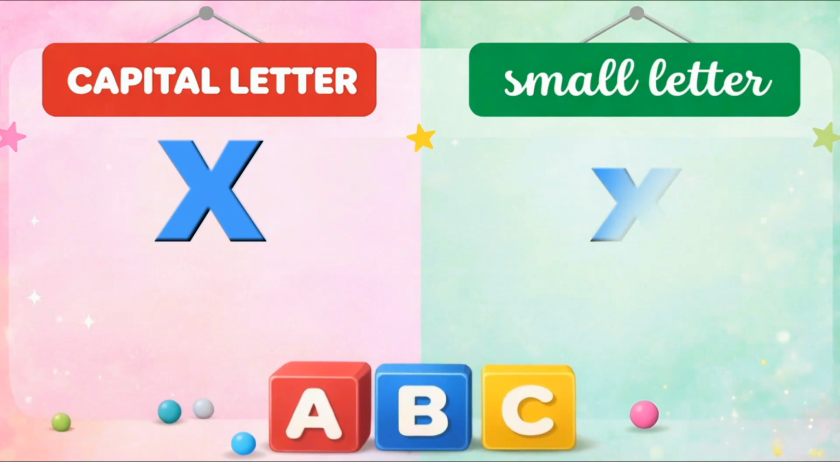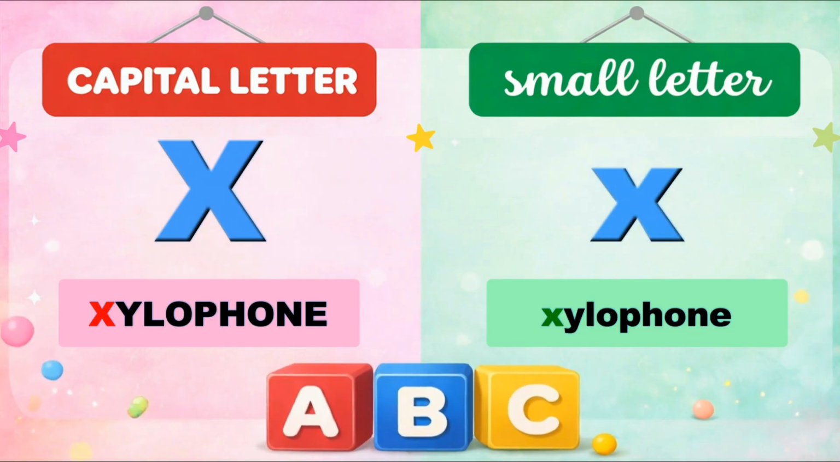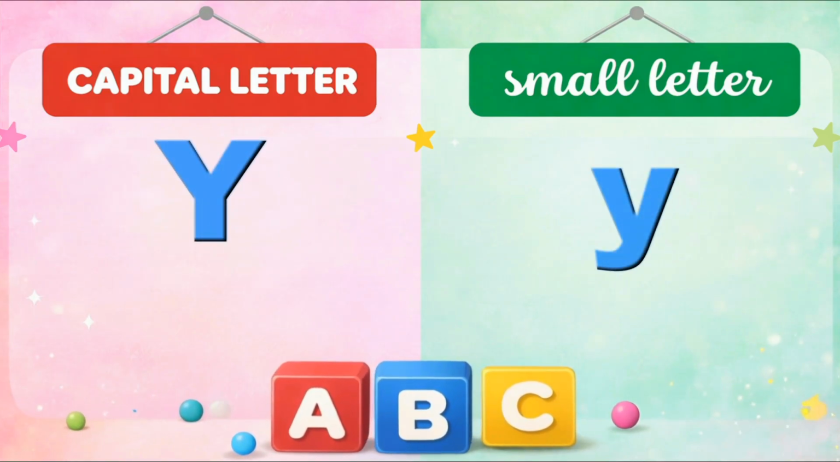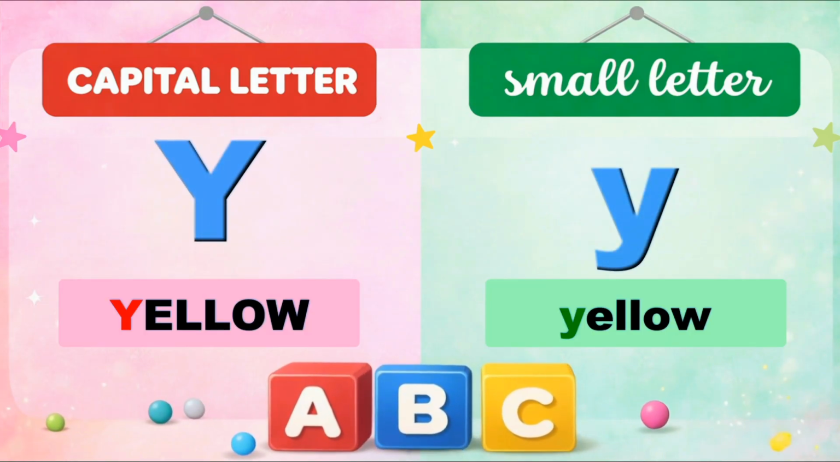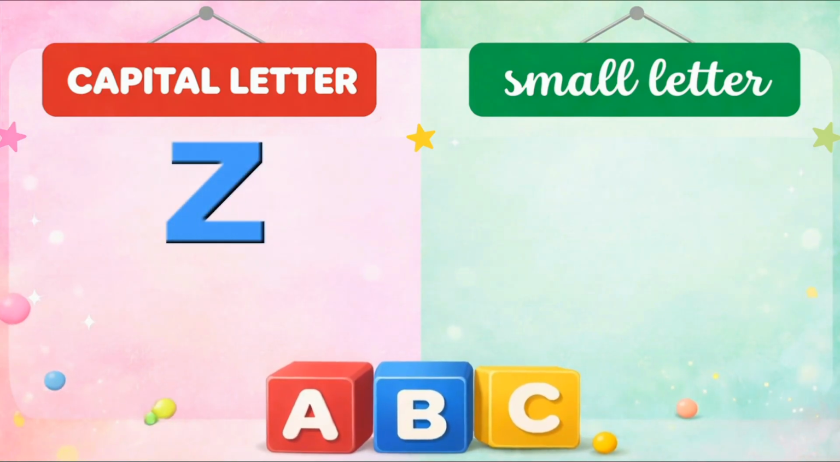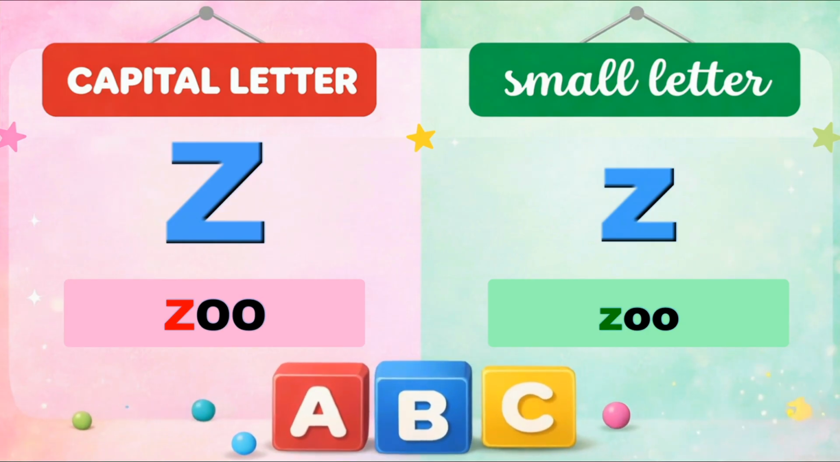Capital X, small x. X is for xylophone. Capital Y, small y. Y is for yellow. Capital Z, small z. Z is for zoo.